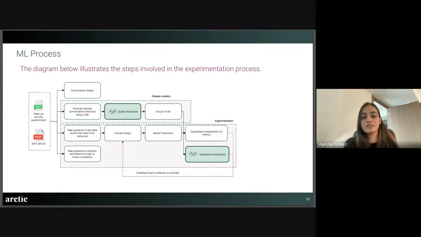And that was an iterative process. So any feedback from those two would go back into prompt design. We'd version control the prompts and then repeat that experimentation. As I mentioned, we did not have enough data at this point for any model fine-tuning, so most of the experimentation focused on prompt fine-tuning. All right, next slide, please.